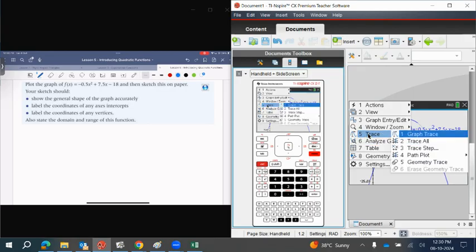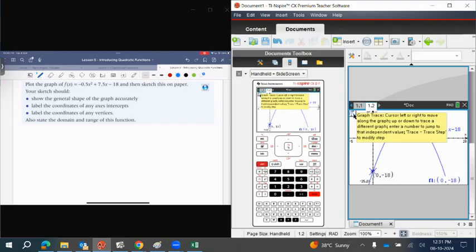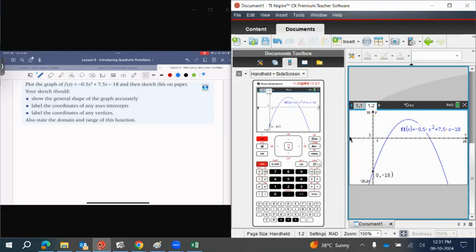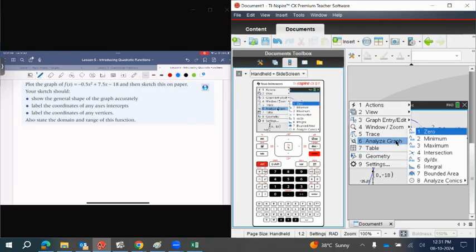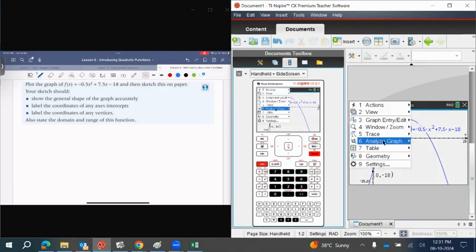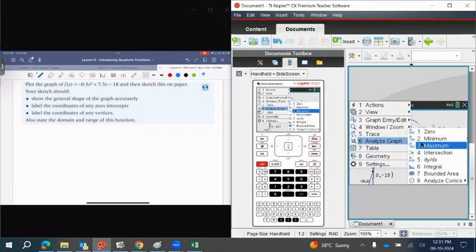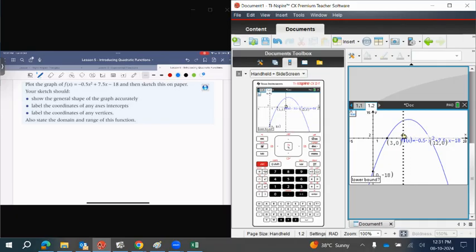If you remember, we press Trace Graph first, type in 0, press Enter twice, then press Escape, and that disappears. Next, we want to use Analyze Graph, find the zeros. I'm going to click either side there, and repeat that for the other one. Analyze Graph, find the zeros, grab that one, and lastly, Analyze Graph, find the maximum. And there's a maximum up there somewhere. There we go. So now we've got all the information.